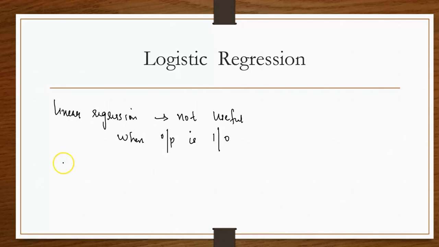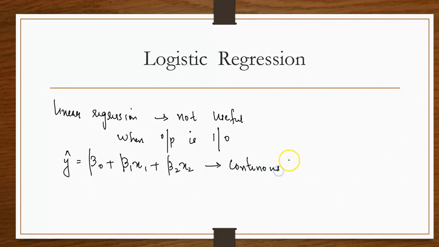So the y predicted, in the case of linear regression, is given by beta naught plus beta 1 x1 plus beta 2 x2, like that. These equations we have already seen in the previous case. This value is continuous, and its value ranges from negative infinity to positive infinity. From this linear regression, statisticians have modeled the logistic regression by applying a function to these linear regression equations.